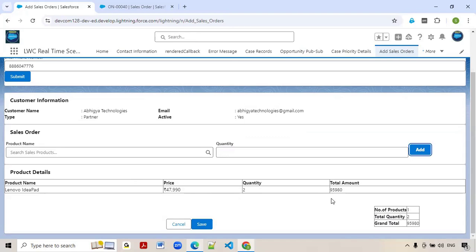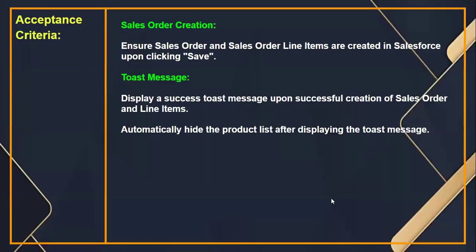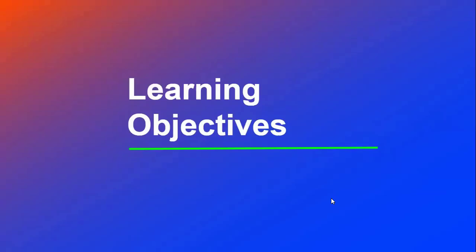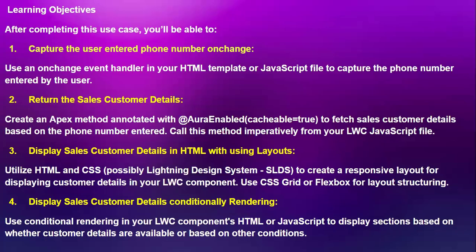Let's discuss how we are going to implement this business scenario step by step. Before going to that, these are the learning objectives after completion of this video. What you have to learn in this: how to capture the phone number and how to pass that data to JavaScript. That phone number we are going to pass to our Apex class, right? Based on that phone number, the Apex class will return the data, right?